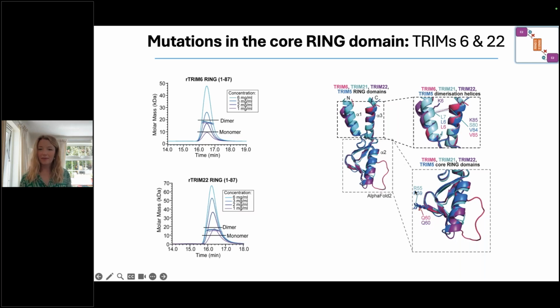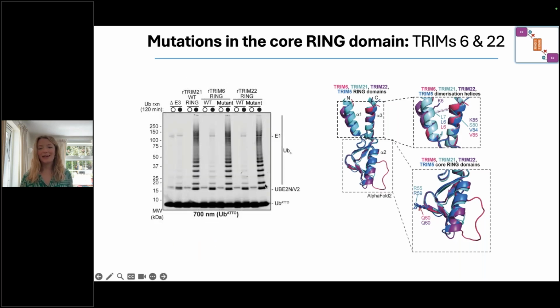So we had our hypotheses about why these weren't going to be active. And quite satisfyingly, if I made a bunch of point mutations that correct these residues in the ring domains of TRIM6 and TRIM22, we can restore activity to a similar level to our positive control.